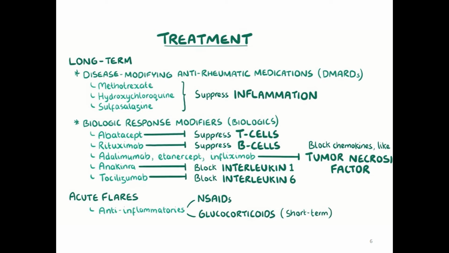Okay. So how can you treat it? You can treat it with disease-modifying agents like methotrexate, sulfasalazine, hydroxychloroquine. These are suppressing inflammation. The other agents we have are biological response modifiers, which include rituximab, adalimumab, etc. These also work as tumor necrosis factor inhibitors. Okay, and the last one is acute flares, treated with NSAIDs or glucocorticoids, which are anti-inflammatory. These result in short-term treatment.